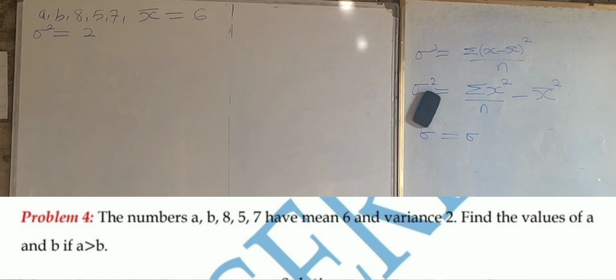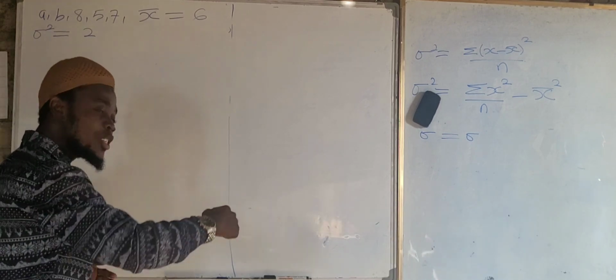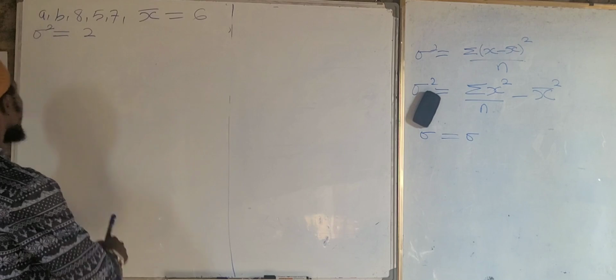and find the value of a and b if a is greater than b. Now we have to find the value of a and b, if a is greater than b. Are we okay now? Let's go.